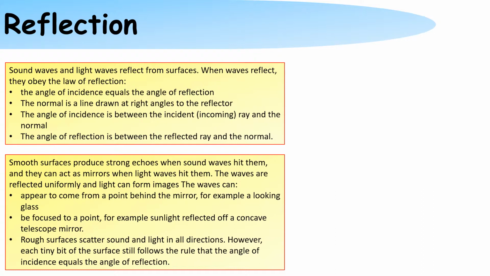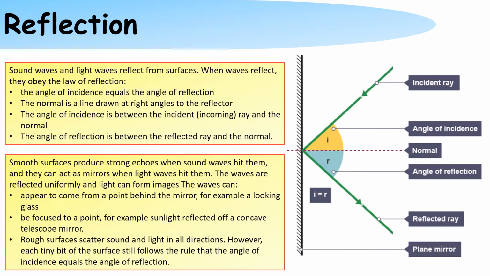Rough surfaces scatter sound and light in all directions. However, each tiny bit of the surface follows the rule that the angle of incidence equals the angle of reflection. The diagram shows how this can be drawn. When drawing one of these diagrams, it is important to remember to put arrows on to show the direction that the light is travelling. The plane mirror is also represented by a dashed line.